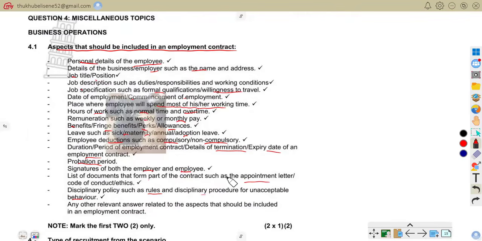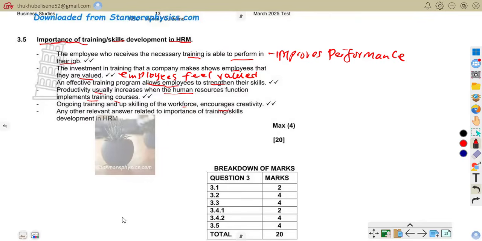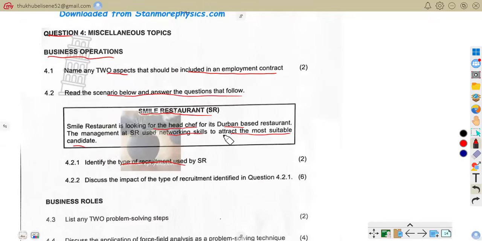So that is external recruitment. As you can see, the Smile Restaurant used networking skills to attract the most suitable candidate. So it's external. It's not internal recruitment. So he's hiring from external. So discuss the impact of the type of recruitment identified in question 4.2.1.